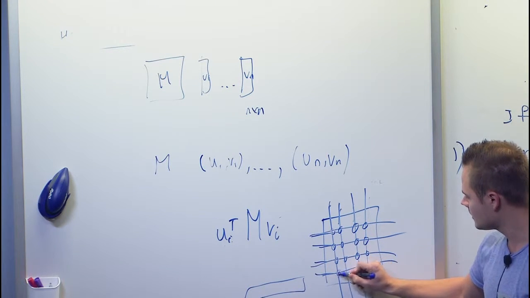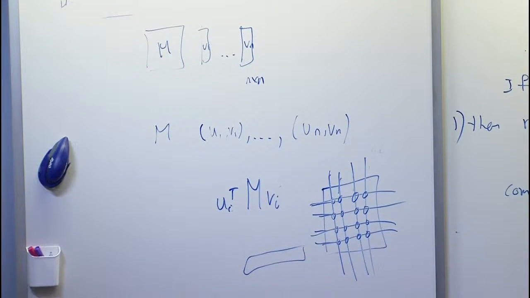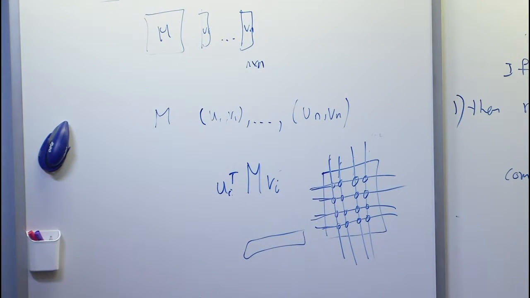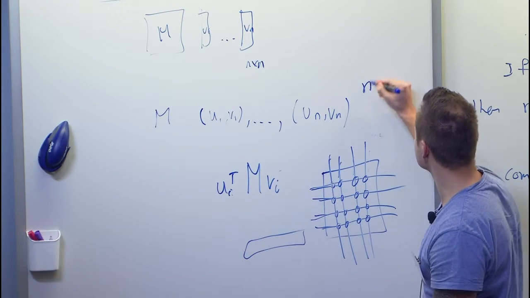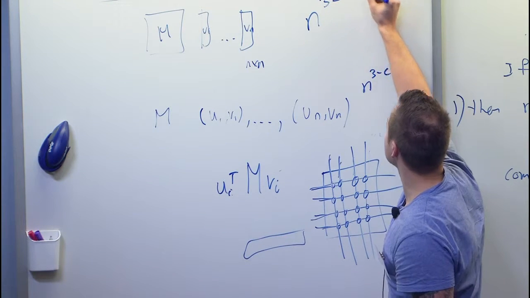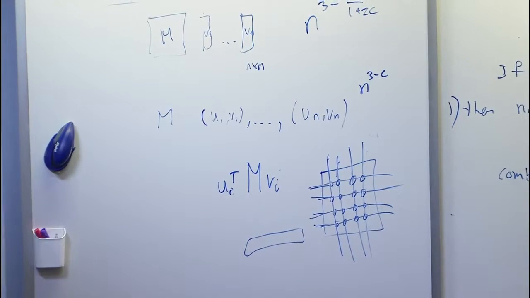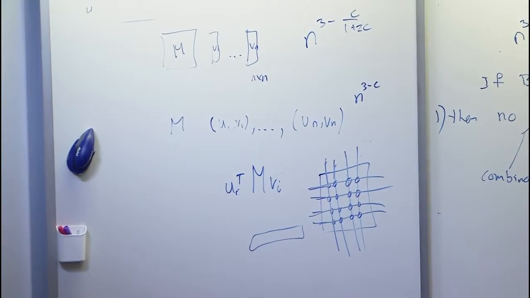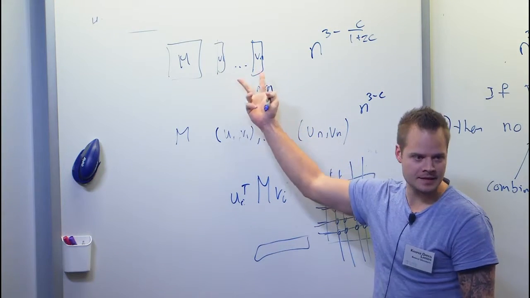So for their reduction, this is in the online setting, so these pairs arrive one at a time. Then we basically show that if you can do this in n to the 3 minus c, then you can do this in, I think it's like n to the 3 minus c over 1 plus 2c or something like this. Okay. So for Boolean matrix multiplication, up here we know all the vectors at the same time.